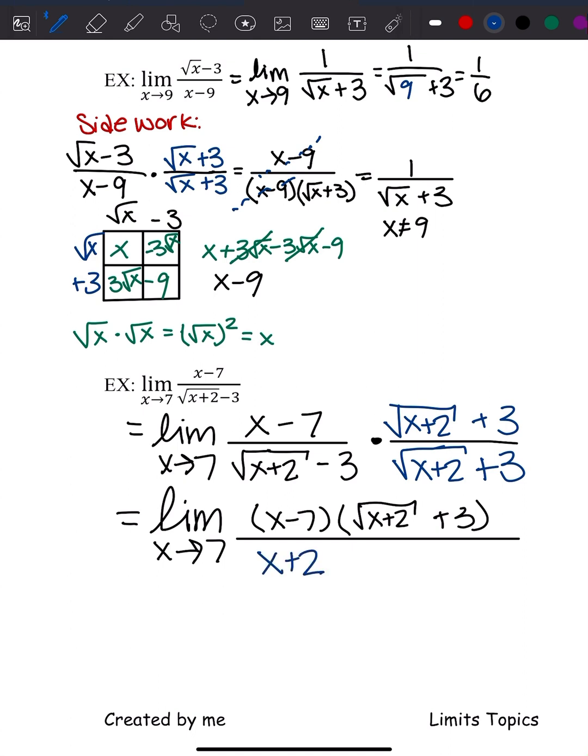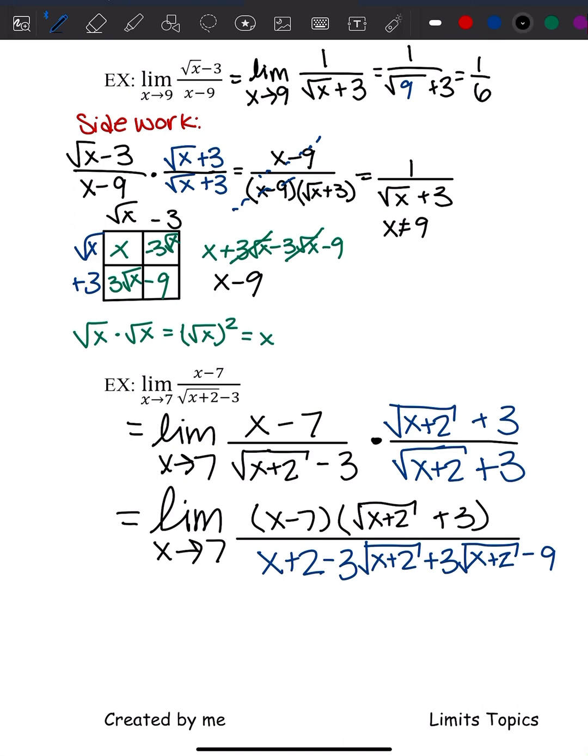3 times the square root of x plus 2 and negative 3 times the square root of x plus 2, those are going to cancel each other out. I'm going to write it here just so we see it, but you are going to notice that we are going to immediately cancel them out, but they are still important. And then our final piece, negative 3 times positive 3 to give us negative 9.